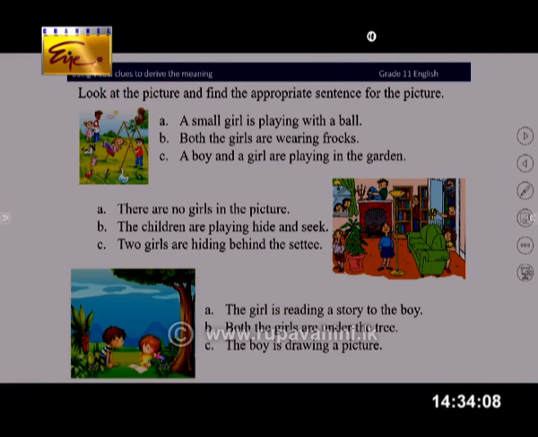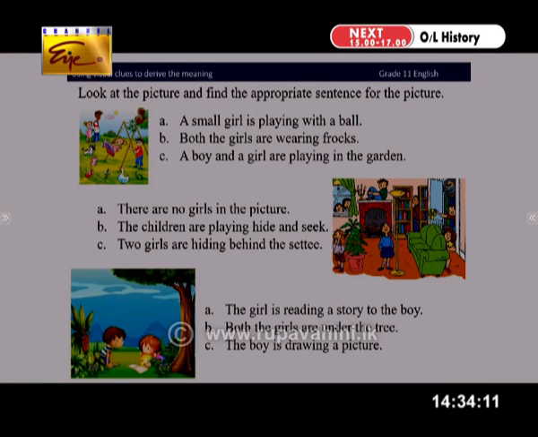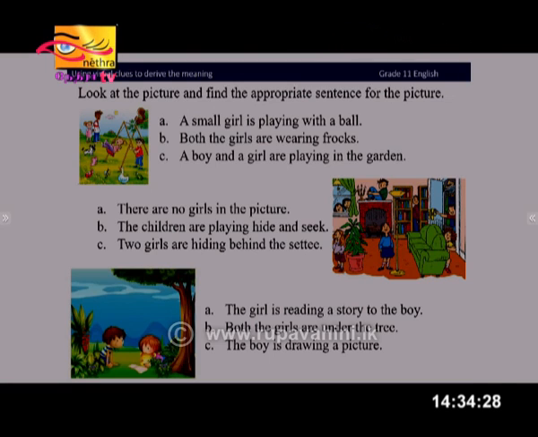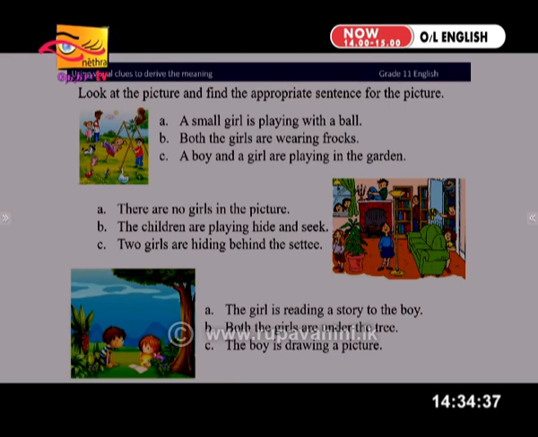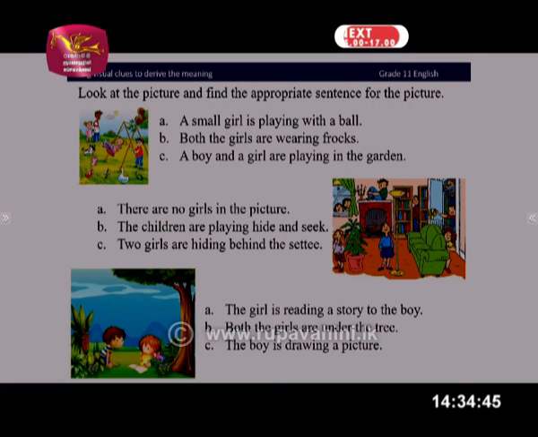Here I have given 3 pictures in this slide. If you look at these 3 pictures, in front of each picture you have given 3 sentences. Let's read the instructions first. Look at the picture and find the appropriate sentence for the picture. What are you going to do in this activity? You have to read these 3 sentences and find the most appropriate sentence for each picture. So, now I am going to give you some time to do this activity. Observe these 3 pictures and write your answers in your exercise.